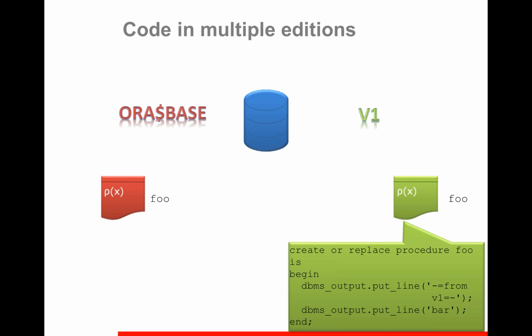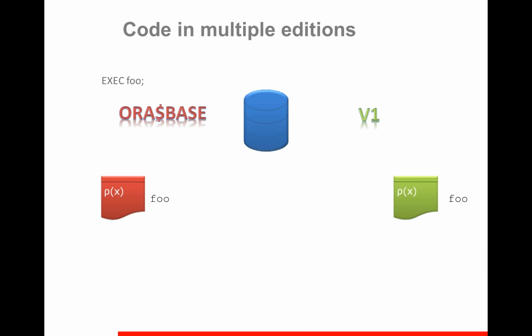It's definitely completely different. The version number is displayed differently. If I execute foo in my base edition, it's displaying from Aura $base. If I run exactly the same execute in the new edition, it's displaying the result from V1, the edition I'm running in.